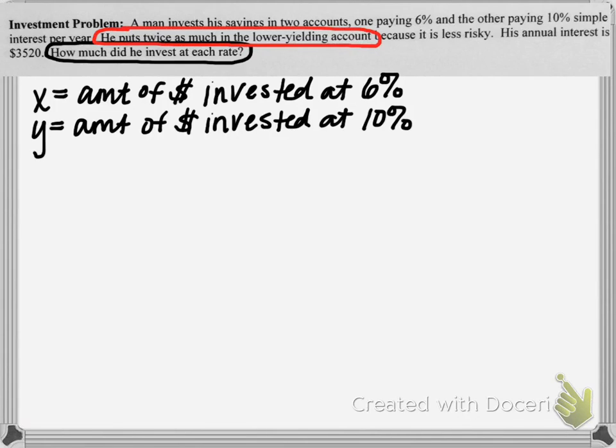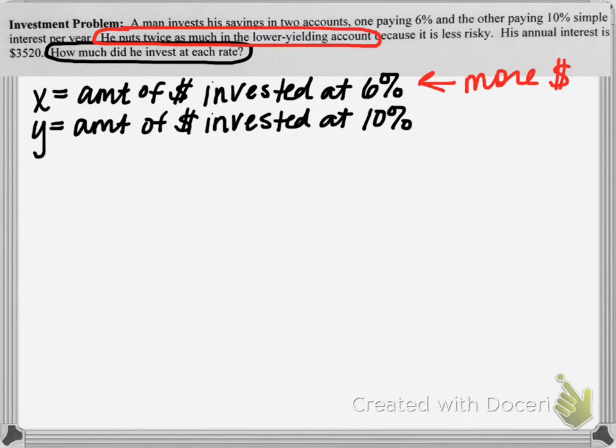So we need an equation that represents this red circled sentence. There's twice as much money in the lower yielding account than the higher yielding account, meaning if I were to label my two here, X is the amount invested at 6%, Y is the amount invested at 10%, and we want twice as much in the lower yielding account. That means we want to have more money sitting here inside of the lower yielding account. We need more money there.